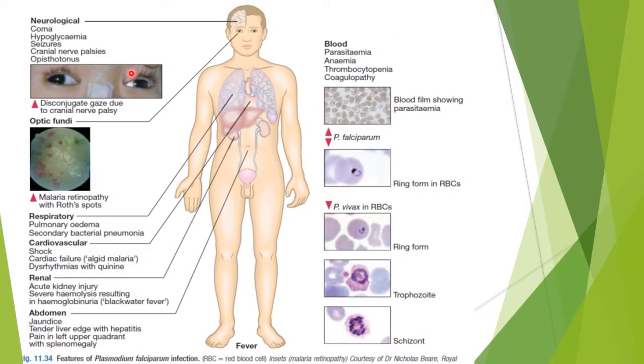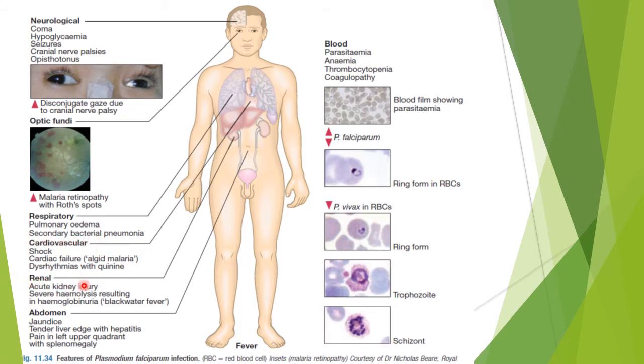So this is a picture showing the features of Plasmodium falciparum infection. You can see it can affect many systems. Neurologically, it can cause coma, hypoglycemia, seizures, cranial nerve palsies, and opisthotonus. This picture shows disconjugate gaze due to cranial nerve palsy. It can cause malaria retinopathy with Roth spots. It can cause pulmonary edema and secondary bacterial pneumonia. It can cause shock, cardiac failure, also called algid malaria, and dysrhythmias with quinine, the cardiovascular features.